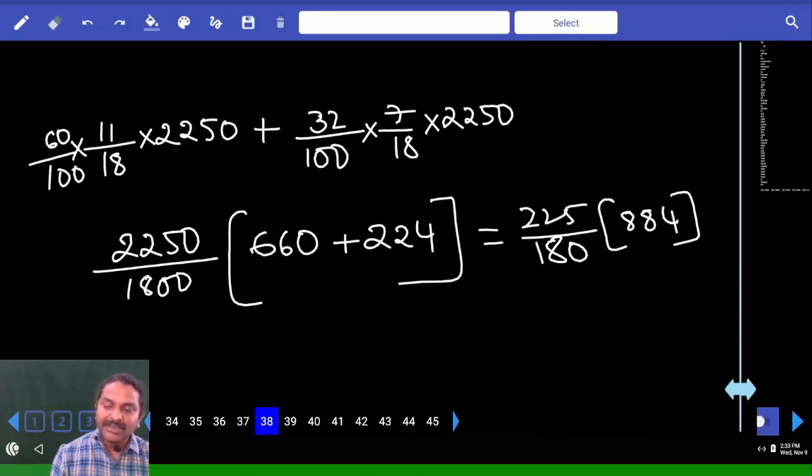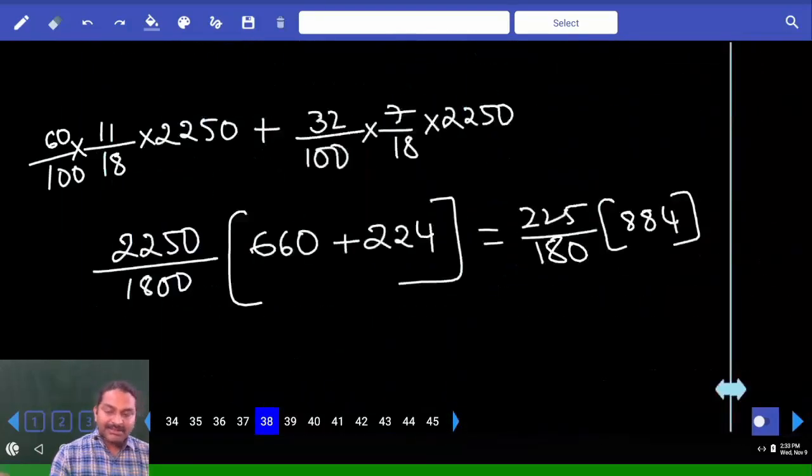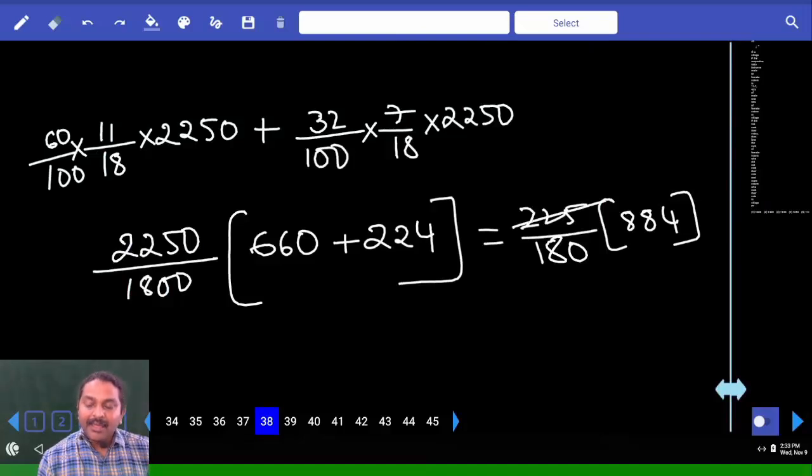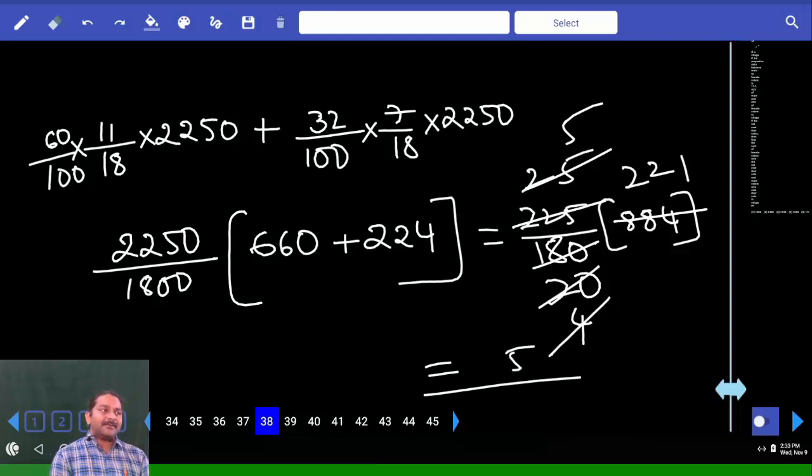884. Yes? Now, you have to calculate. In the denominator, 20 times 9, 2s, and then 5 times. Correct? Now 5 4s, 5 5s, 4 2s, 2 1s. The answer must end with 5 and there is only one. Over.